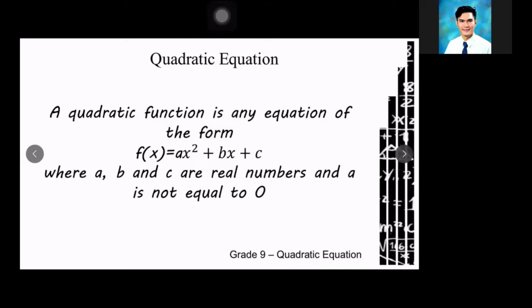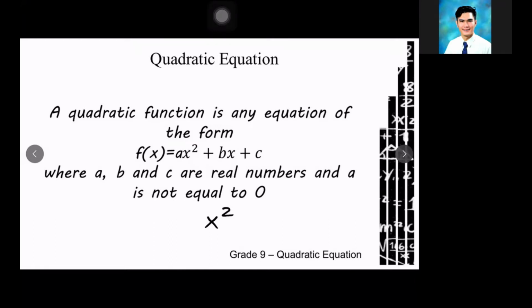Always remember, in a quadratic expression or equation, there should always be an x squared visible because the highest exponent of a quadratic equation is 2. Therefore, there should be x squared in the expression. And also, x squared is the basic expression to illustrate a quadratic equation or quadratic function.